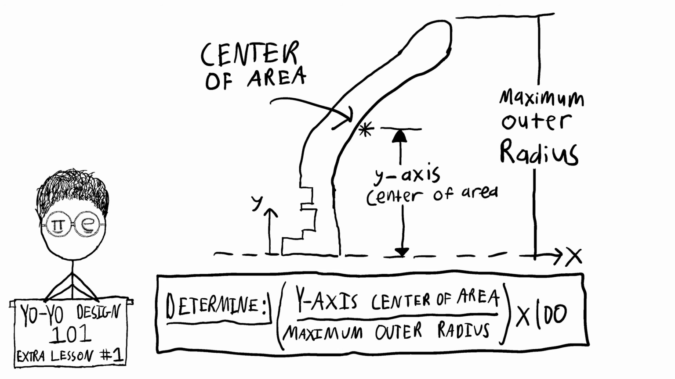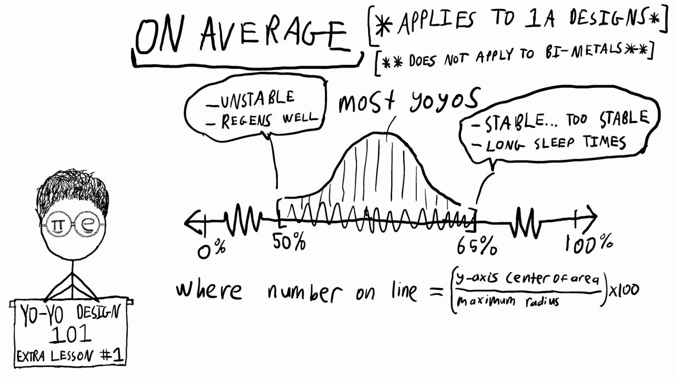Please note that I usually do this before I drill the hole for the axle, which, admittedly, does cause some issues for the accuracy of this mathematical model if your yo-yo ends up using a relatively long axle, but I'll talk about that in the next video. On average, these numbers range from about 50% to 65%. Where a yo-yo near 50% tends to regen well and may sometimes feel unstable in exchange for a pleasurable throwing experience, whereas a yo-yo near 65% will feel stable, if not almost too stable, and will sleep for a significantly longer time.